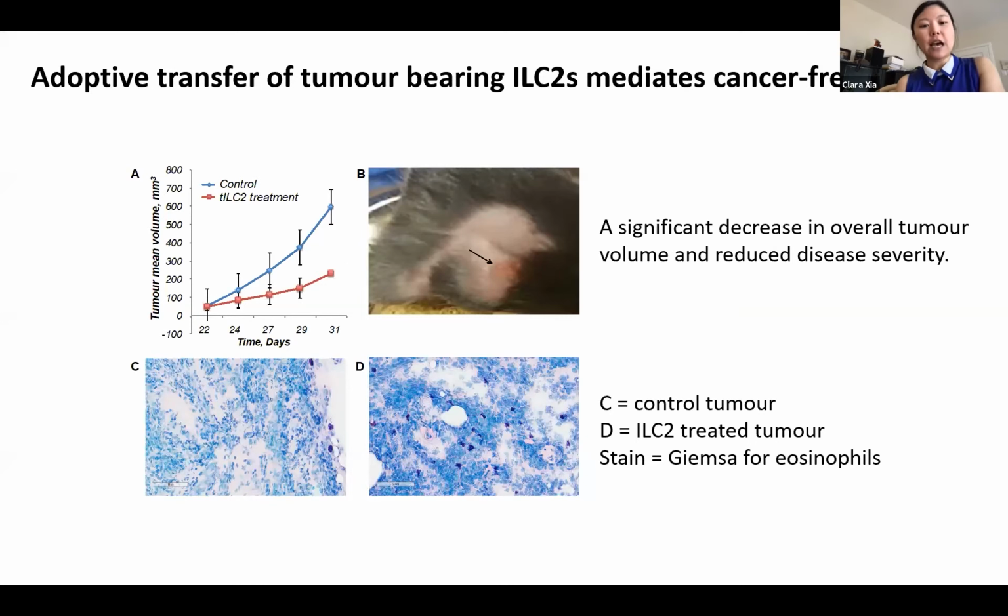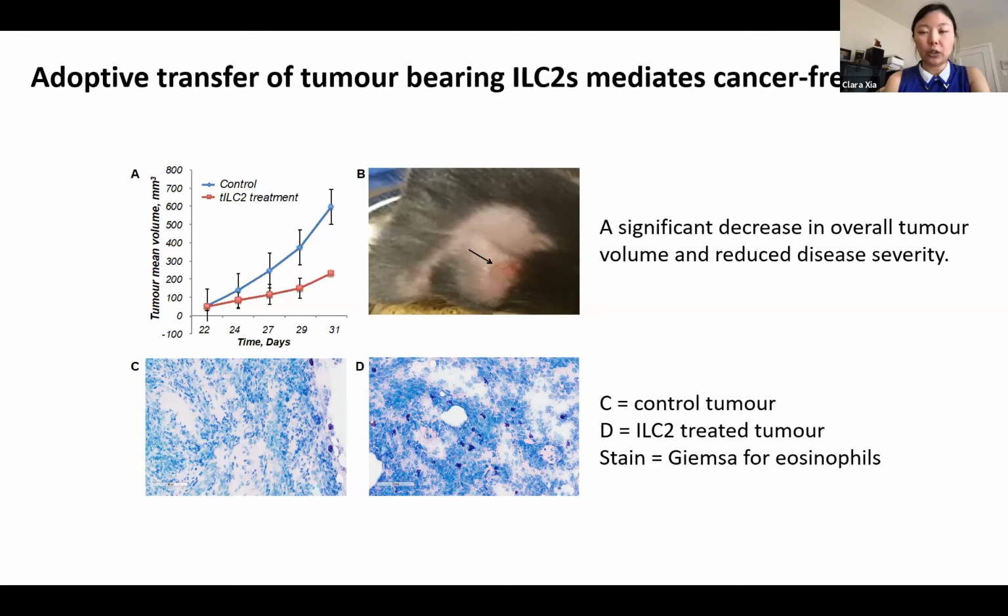So to start off, let's look at the effect of ILC2s from tumor-bearing animals. This was done by our postdoc, Dr. Irina Sarachonen from the Jeffries Lab, where ILC2s were isolated from tumor-bearing donors, cultured for 5 days in the presence of activators, and then put into recipient mice which were transplanted with tumor cells. The result shows a significant decrease in tumor volume and reduced disease severity in the ILC2-treated animals. And figures C and D are Giemsa stains of eosinophils on tumor cross-sections.